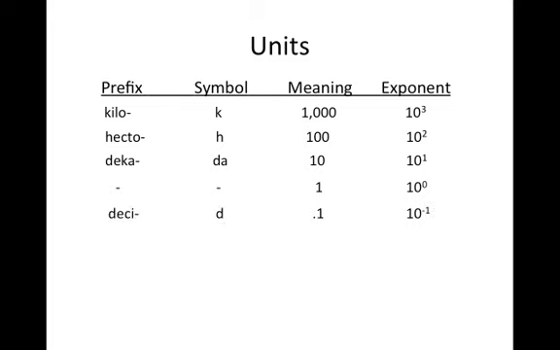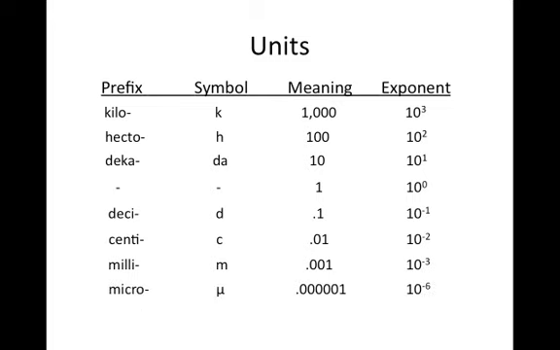Deci, with a symbol D, has a meaning of 0.1 or 1/10. Centi, with a symbol C, has a meaning 0.01 or 1/100th. The prefix milli, with the symbol M, has the meaning 0.001 or 1/1000th. And the prefix micro, with the symbol mu, has the meaning 0.000001 or 1/1,000,000th. So if we say we have 1 kilogram, that means that we have 1,000 grams.